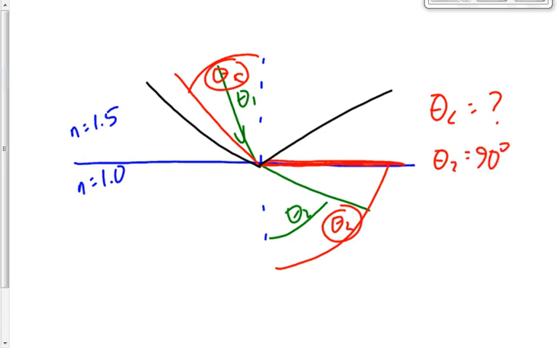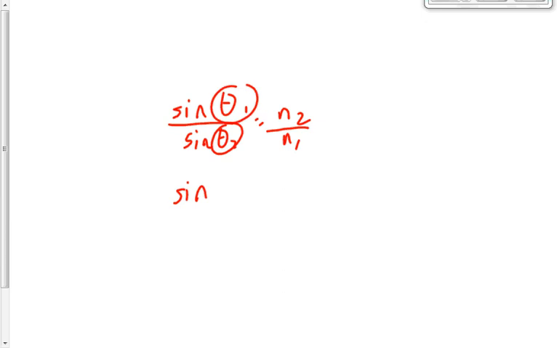And then we're going to use Snell's law, just like we have for a number of other problems. It becomes sine theta 1 over sine theta 2 equals n2 over n1. Theta 2 would be 90 degrees, and theta 1 would be the critical angle. So it becomes sine theta c over sine 90 degrees is equal to n2 over n1.